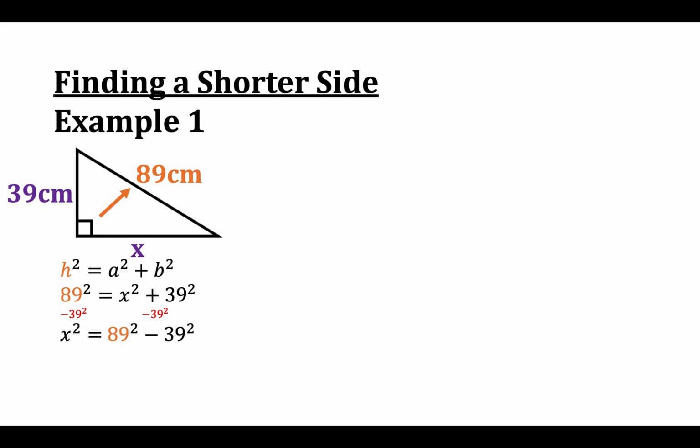We then have x squared being equal to 89 squared minus 39 squared, which gives us 6,400. And the same as before, the inverse of squaring something is square rooting it. So we need to square root both sides in order to get x. So here we know that x is 80 and we're working in centimetres.